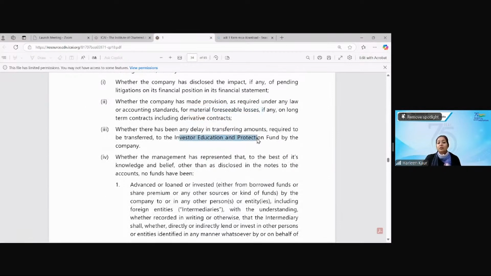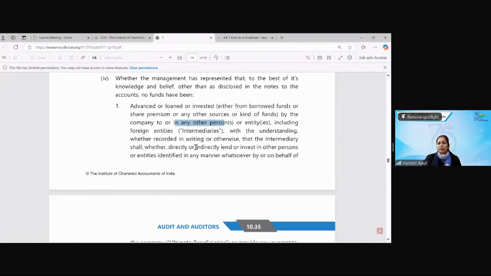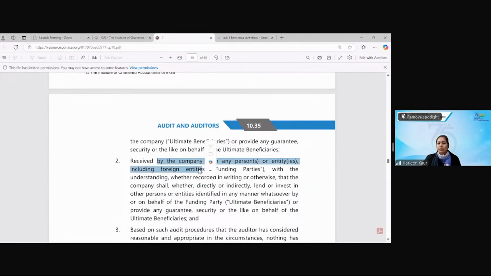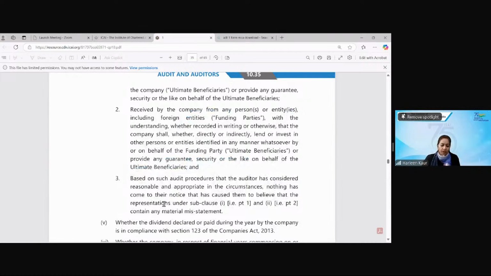Any delay in transferring the amount to the IEPF account, Investor Education and Protection Fund, you have studied about this in accounts of companies. So whether the amounts have been transferred to them properly, was any delay made in this case or not? Where the management has represented to the best of its knowledge any loans, advances. Now, these are the points that you can give a reading. Loans and advances have been made properly. Proper funding has been done.